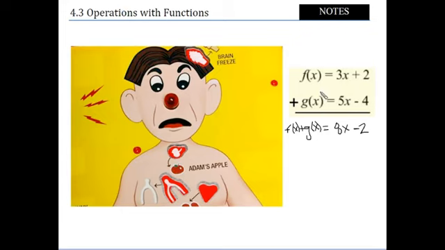But in terms of operations with functions, what we're going to do today is a little example here. We're going to add functions together, meaning if we were to take the f function and add it to the g function, on the left-hand side we would get this little expression, but on the right-hand side we can actually combine some like terms since we're adding them together. So a 3x and a 5x would give us an 8x, but a 2 and a negative 4 would give us a negative 2. So we're going to talk about how we can add functions together, maybe even subtract them, multiply them, or even divide them. So let's get on with operations.